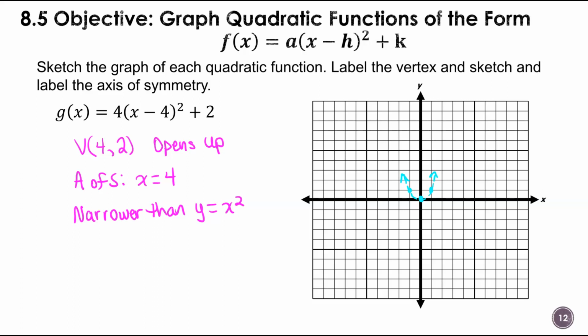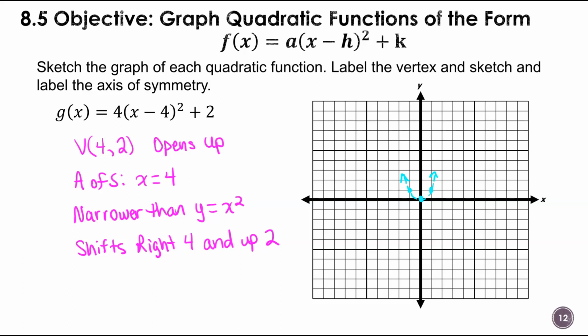And so also it shifts right. You can see that from the vertex: right 4 and up 2. And we also have an a of 4, so it makes it a very narrow graph.